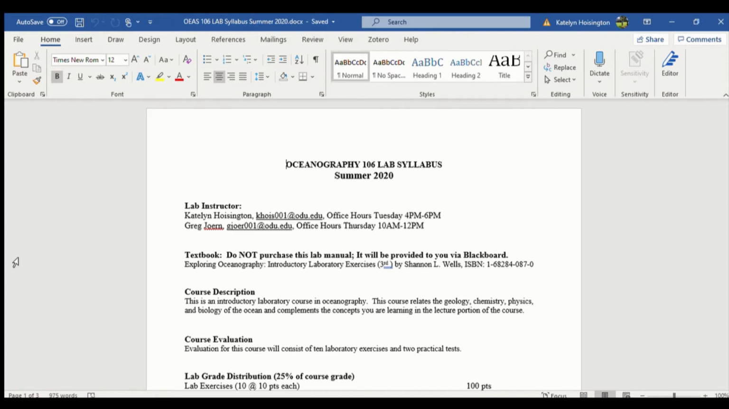This is an introductory laboratory course in oceanography, so you guys will have your other course for your lectures. This course will relate geology, chemistry, physics, and biology of the ocean and complements the concepts from the lecture portion. Each of the labs that you will have for this course will have a lecture portion and a lab portion that is in addition to the class lecture portion in the other section. I hope that makes sense.